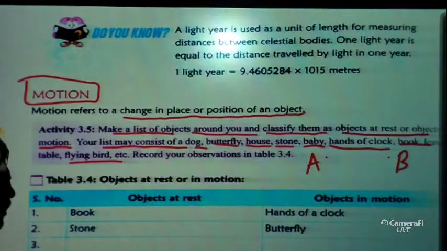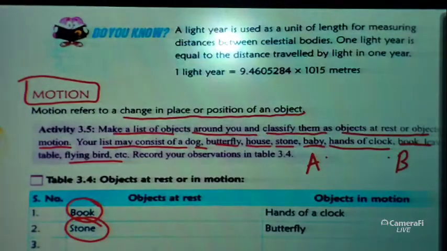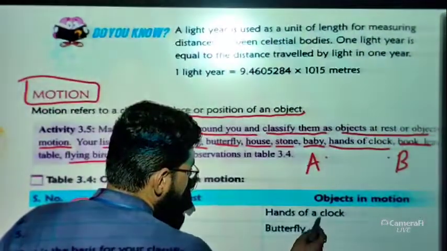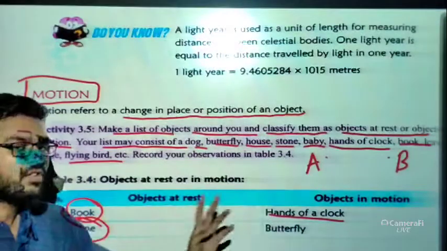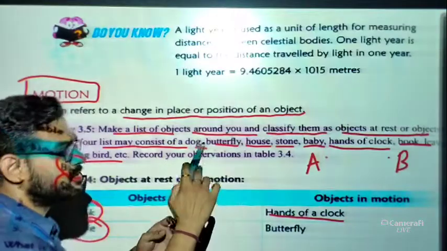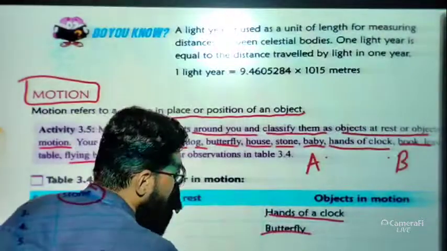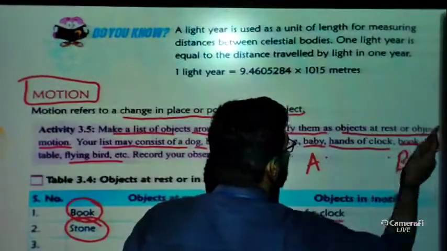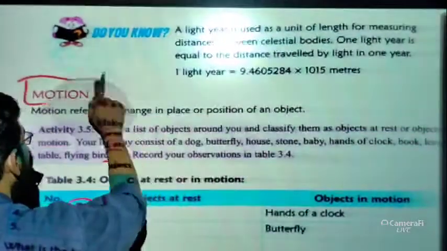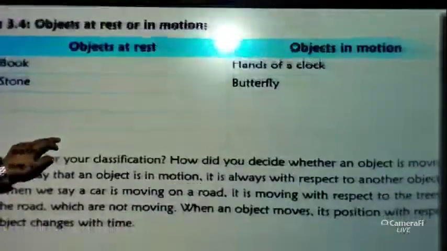You can see here that objects at rest are book, stone, many objects; you can say house, and a clock. And objects in motion are the hands of a clock. A clock is an object at rest, but the hands of a clock are not at rest because they are moving. It is ticking like this. So for the hands of a clock you can write here, objects in motion. Butterfly is also there, object in motion. I hope the table is very simple. You can do it by yourself.